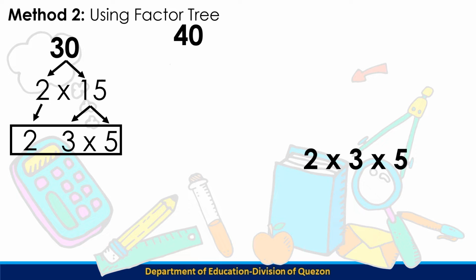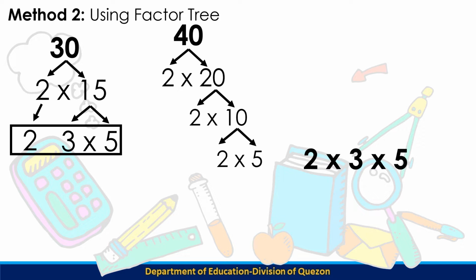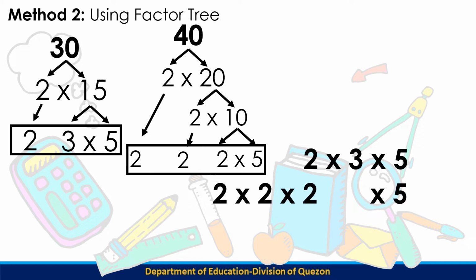Let us proceed to 40. We have 2 times 20. The other one is 2 times 10. And the other one is 2 times 5. Let us bring down the 2 and 2. So the prime factorization of this number is 2 times 2 times 2 times 5.